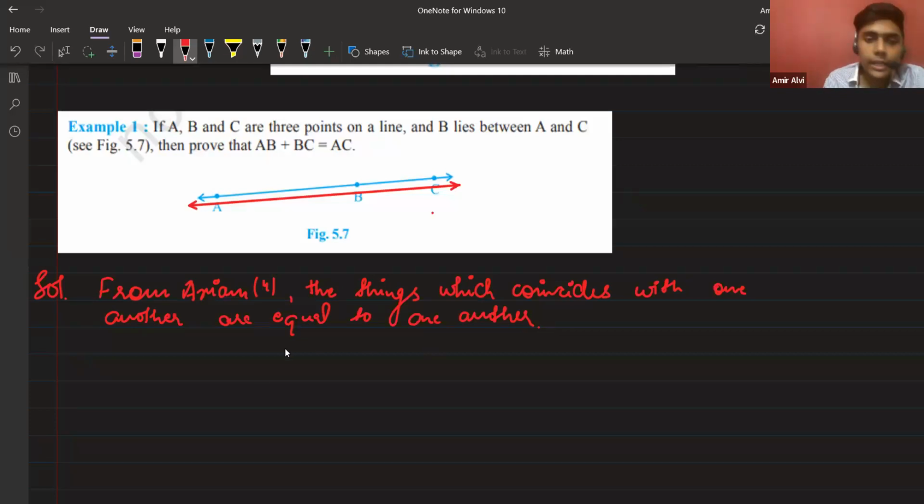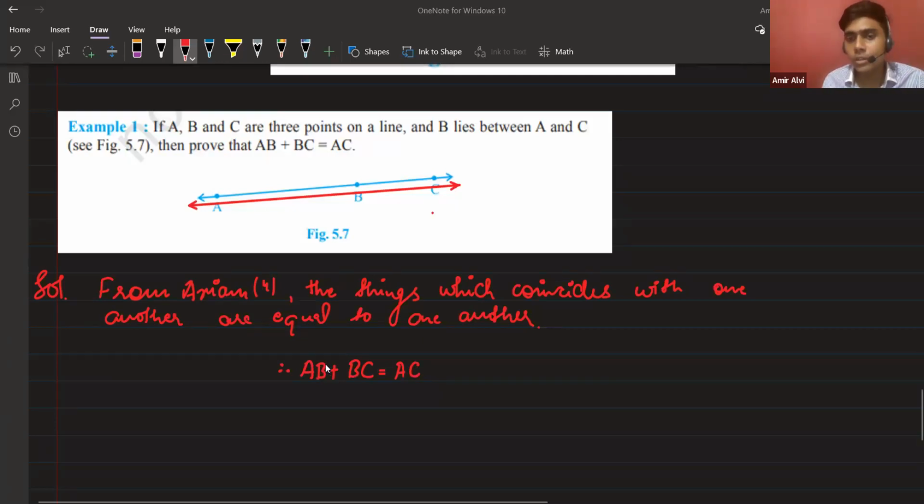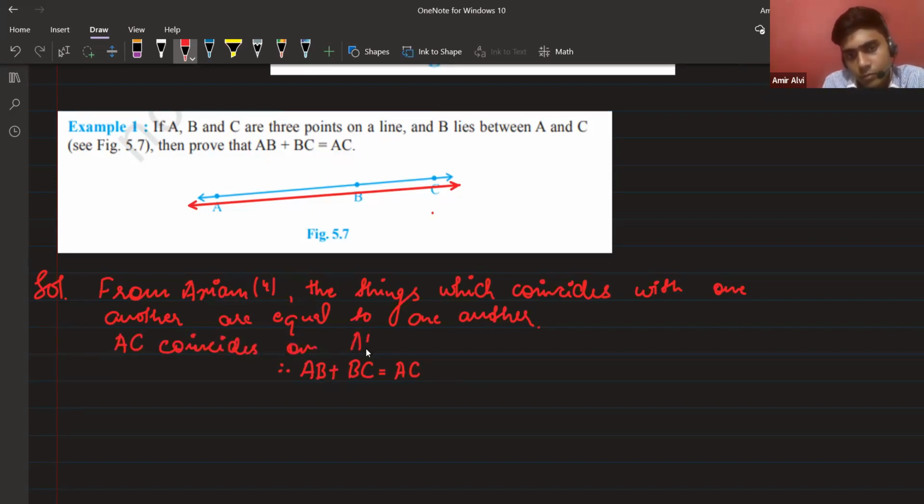Okay. So you can directly say AB plus BC is equal to AC, as AB and BC, basically AC, coincides with AB plus BC. So Simrat, is this clear, dear? Yes. Okay.